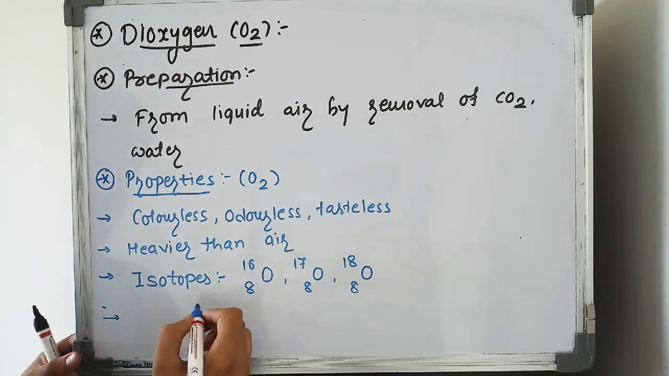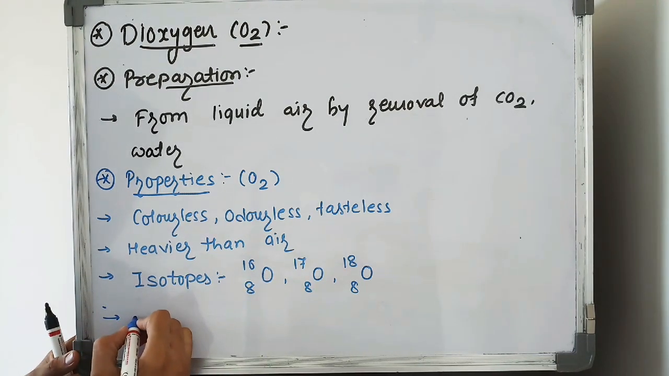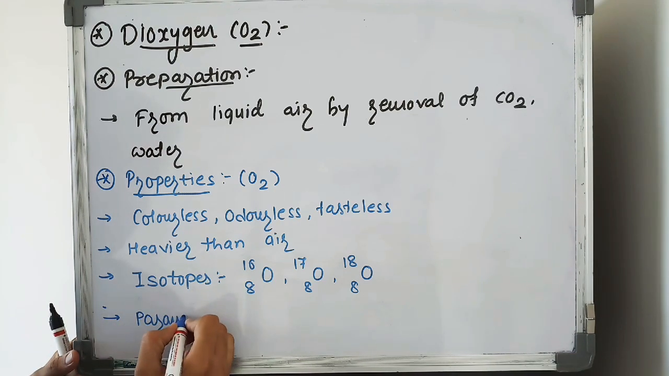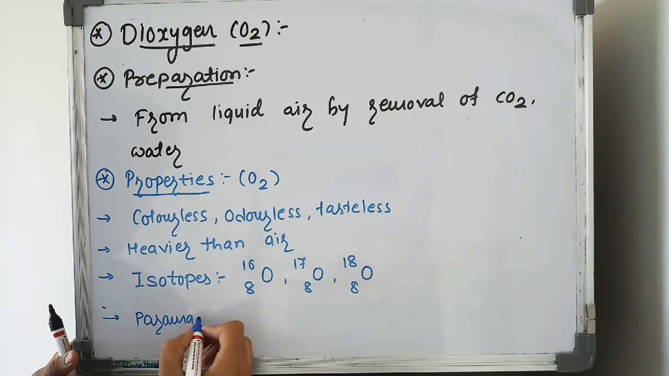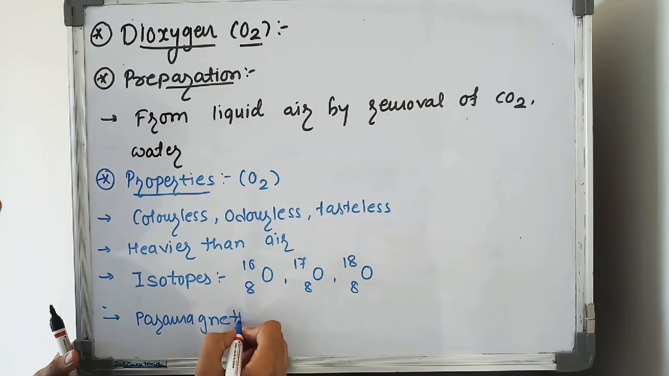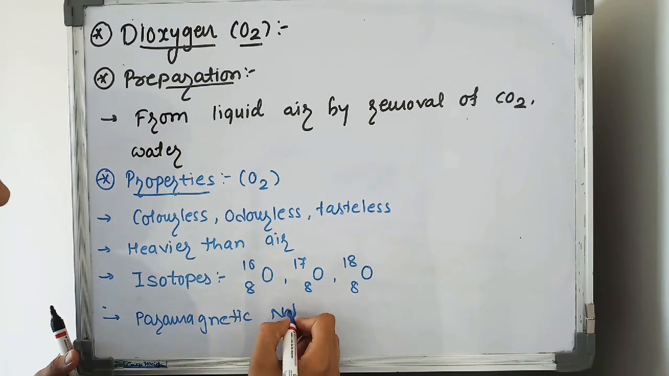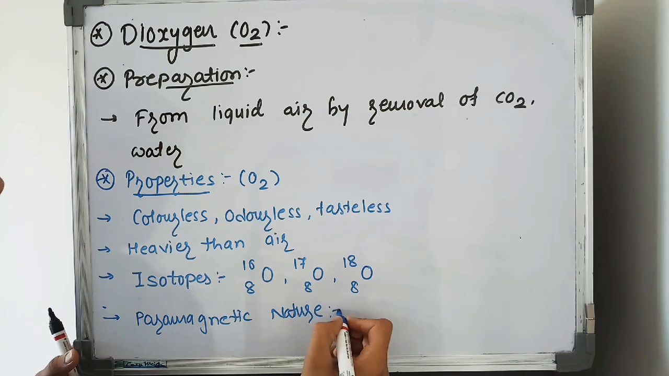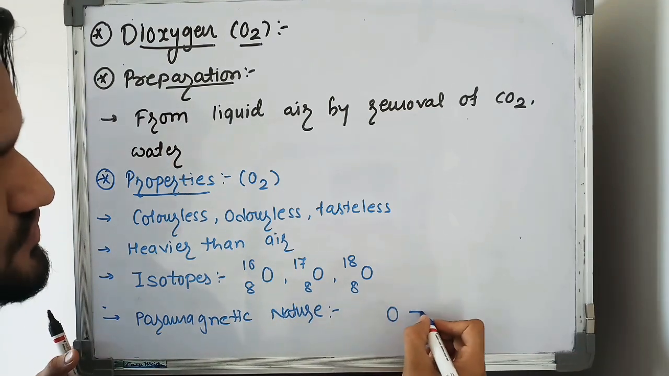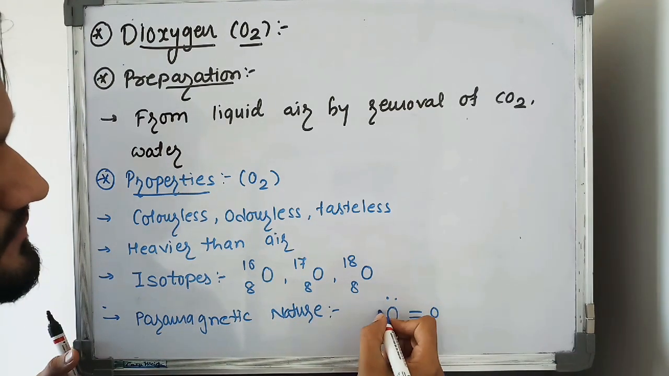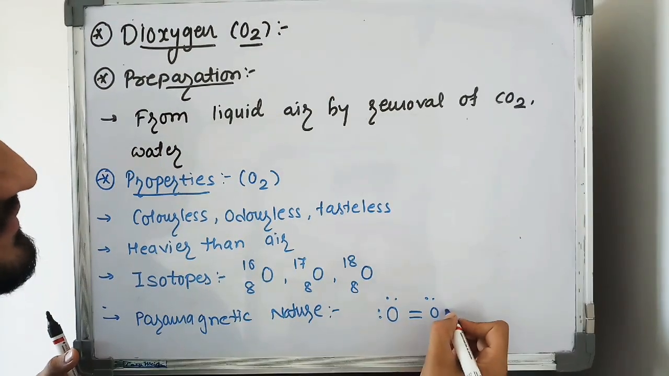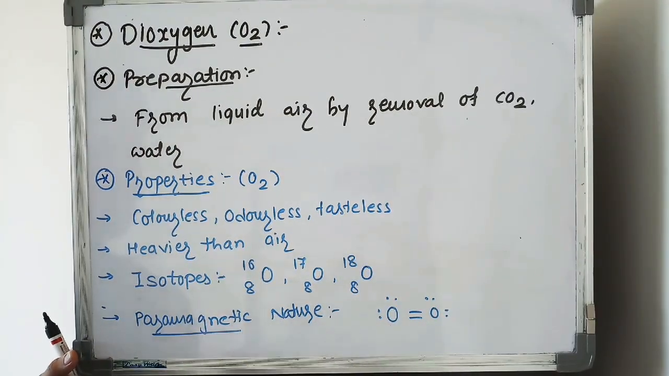Oxygen is paramagnetic in nature. Which type of magnetic nature does it have? It has paramagnetic nature. It means it possesses unpaired electrons. So dioxygen possesses this paramagnetic nature.